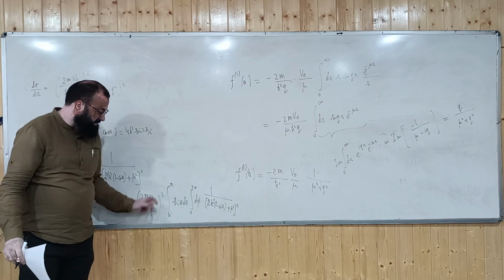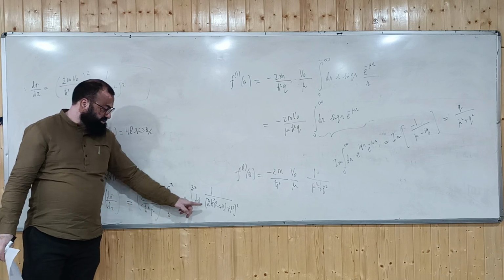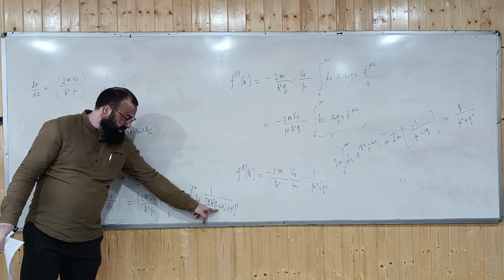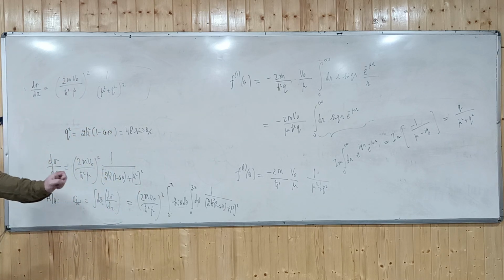So just evaluate. 2 pi will come out. Then you have to integrate. You put cos theta equal to some z, so it will be something like 1 minus z plus mu square. Just evaluate this integral. It is a simple integral. Got it? That will give you the total scattering cross section.